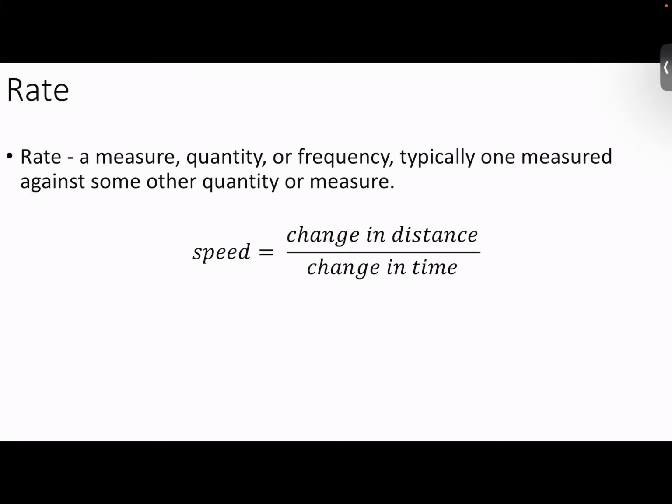Because a rate is a measure, quantity, or frequency, where you obtain it by typically measuring one variable against another variable. When you talk about the speed you're traveling in your vehicle, the first measure is the change in distance. The second measure is the change in time. And that would be the rate.